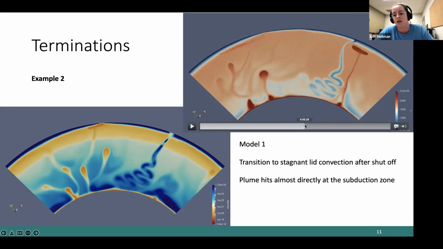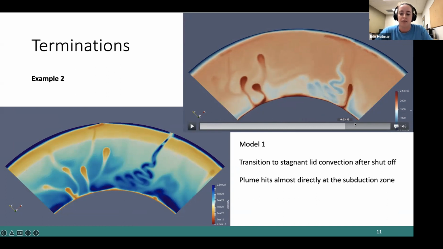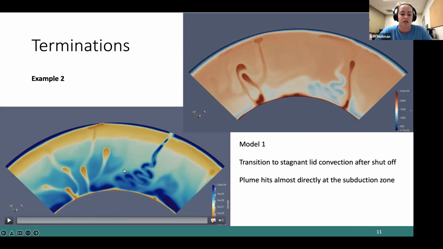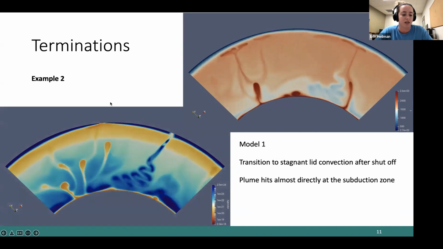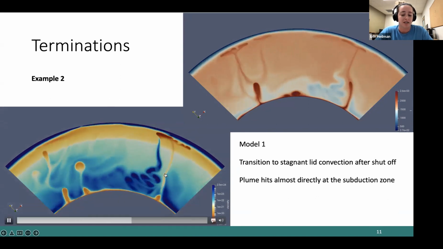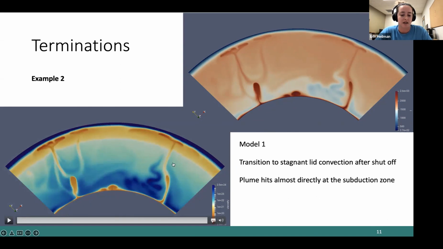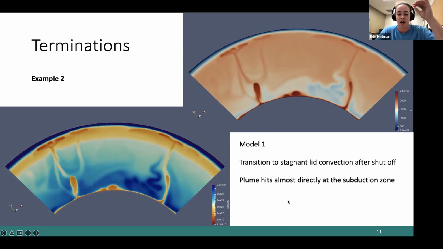Rises up and then hits pretty much at the subduction zone, maybe a little bit behind, and cuts it off. And so we see that, there it is in full motion. And then in the viscosity, what you also see is other plumes following up in that reduced viscosity track as well.